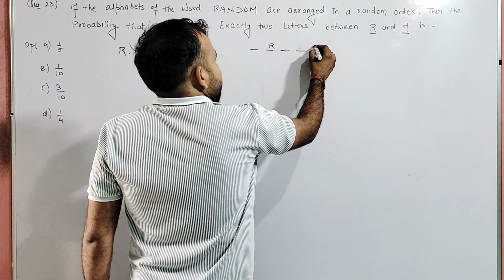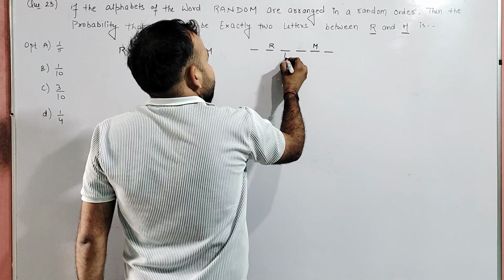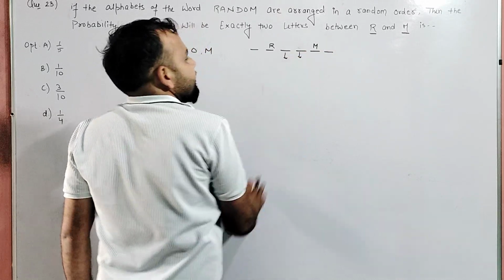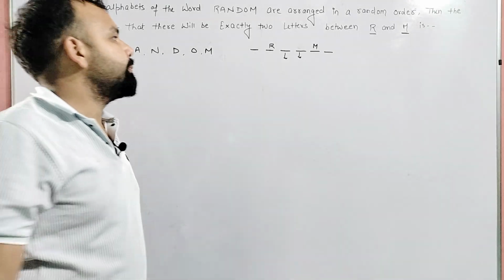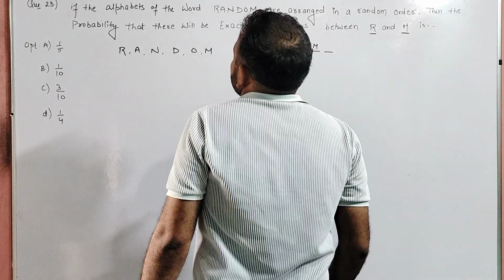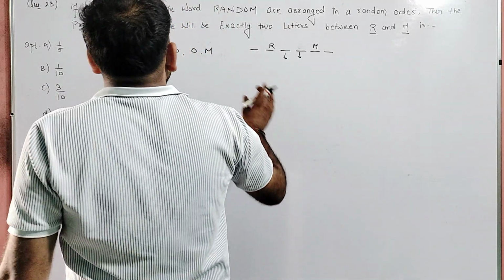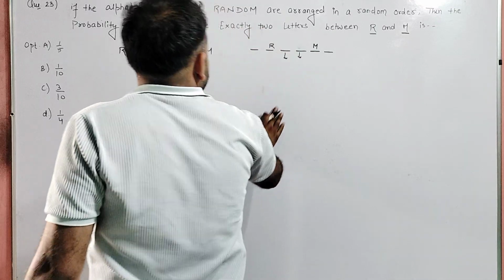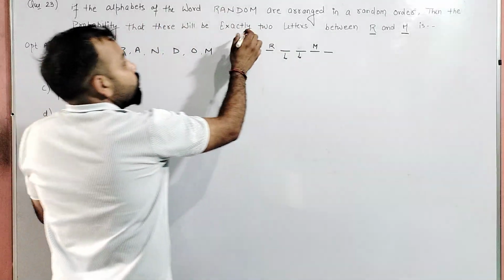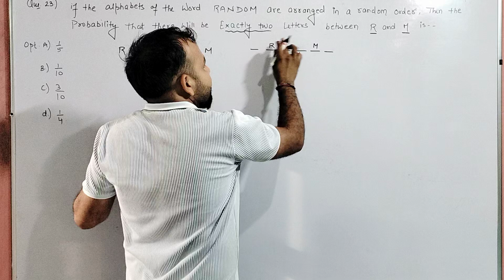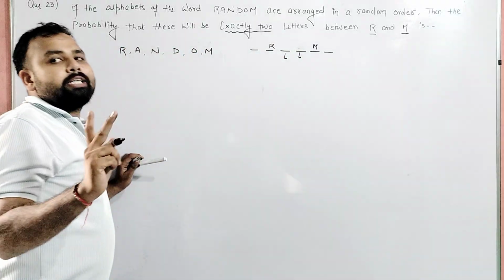But between R and M, 2 letters are required, first position and second letter. We can fill easily. Okay, student? And we need to find the probability that exactly 2. That means between R and M, there are exactly 2 letters present always.